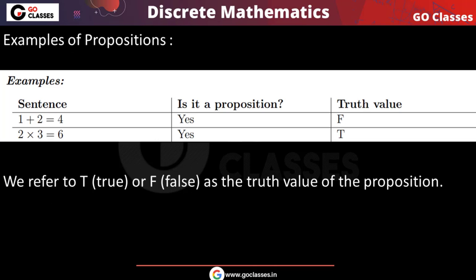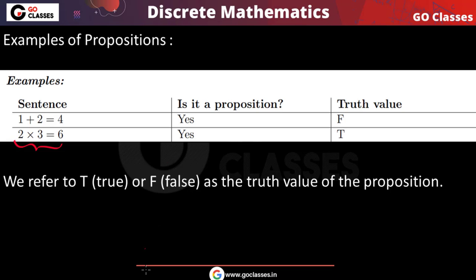For example, notice 1 plus 2 equal to 4. This is a declarative sentence because it declares the fact that 1 plus 2 is equal to 4. So this is a proposition because it is a declarative sentence which declares a fact, and it declares a false fact. Yes, this is a proposition, but the truth value is false. So I can say this is a false proposition, or a proposition whose truth value is false. Similarly, this is also a proposition. It declares the fact that 2 multiplied by 3 is equal to 6. This declares a true fact, so the truth value is true.